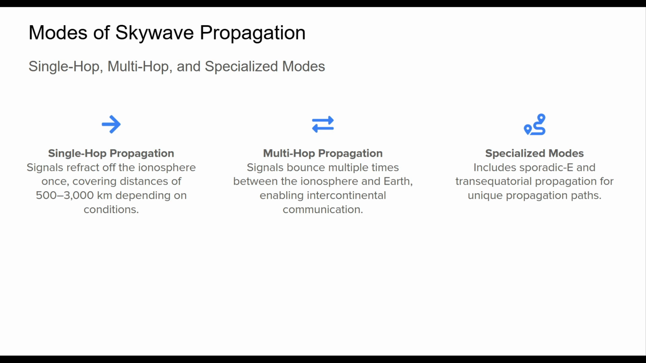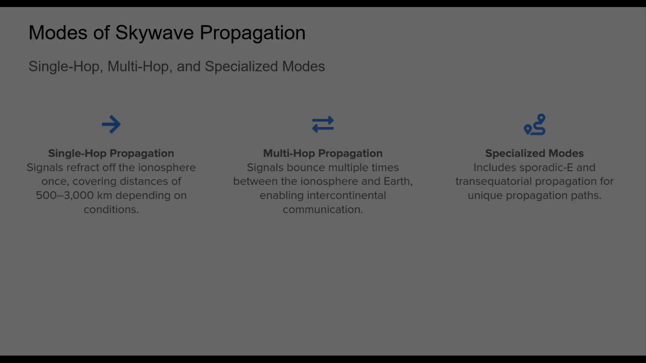Single hop propagation allows for distances between 500 and 3,000 kilometers with one refraction off the ionosphere, ideal for regional communication. Multi-hop propagation extends this capability by allowing signals to reflect multiple times between the ionosphere and Earth, enabling intercontinental coverage. Specialized modes like Sporadic-E and trans-equatorial propagation provide unique opportunities for specific frequency ranges and geographic alignments.